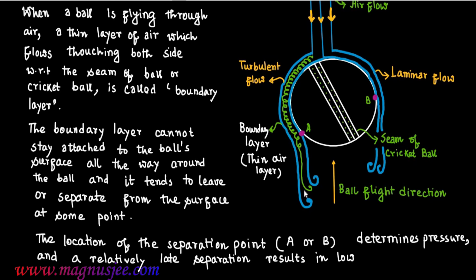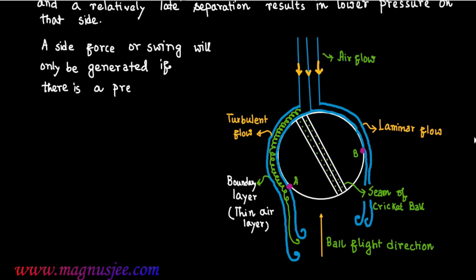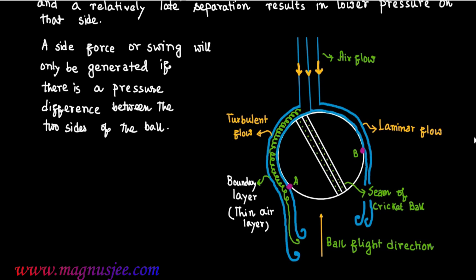A relatively late separation results in lower pressure on that side. A side force or swing will only be generated if there is a pressure difference between the sides of the ball.